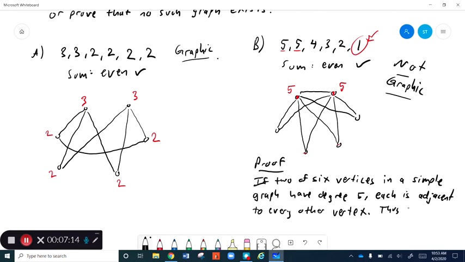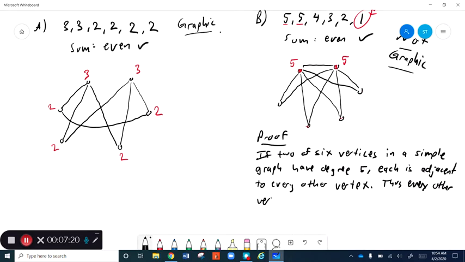Thus, every other vertex has degree at least 2, making degree 1 impossible.